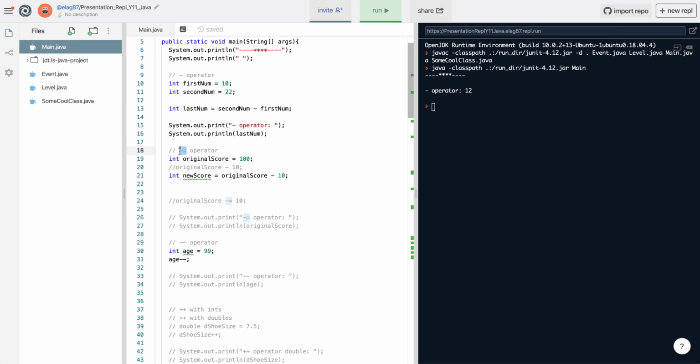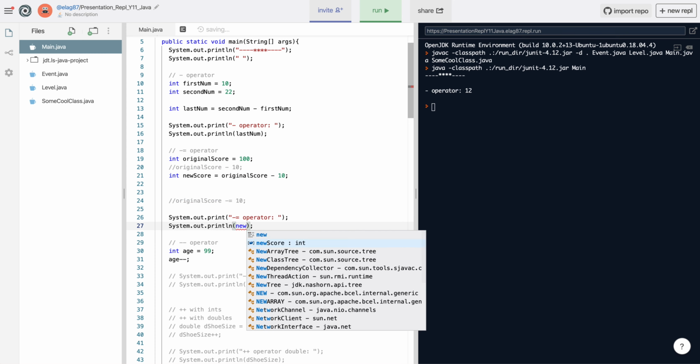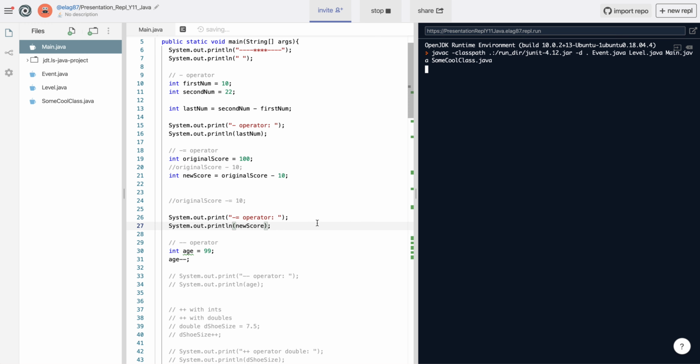In this case, what it's going to do is subtract a value and then store that value. Now, what does that mean? If I have the original score, which is 100, and I want some new score, so it'll be original score minus 10, this new score would then print out what I would expect to be 90. I'll go ahead and change that right there. And then I will print for the minus equals operator, it's going to be 90.